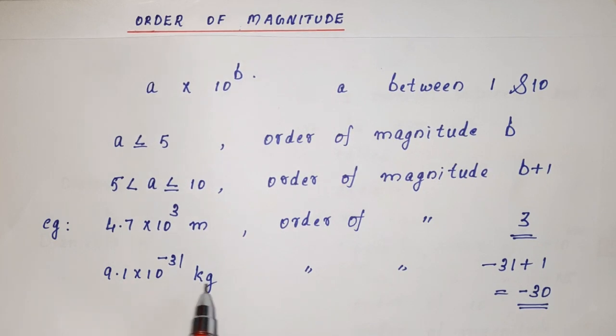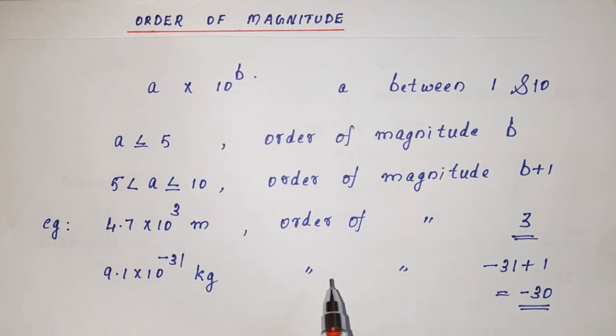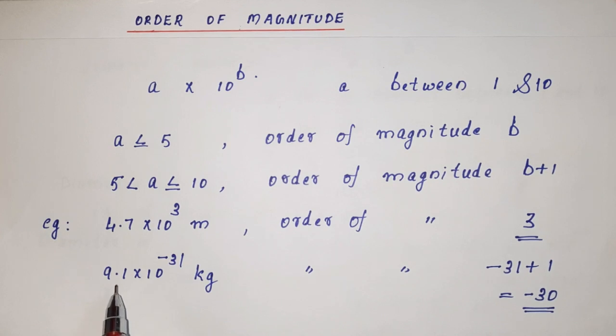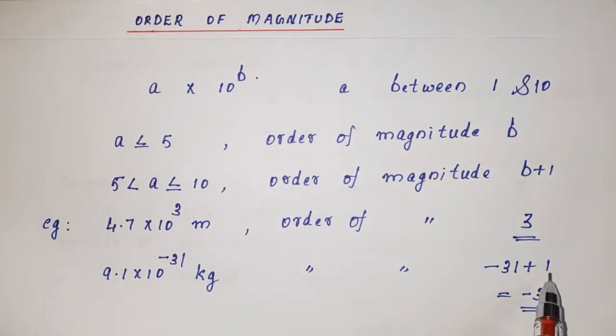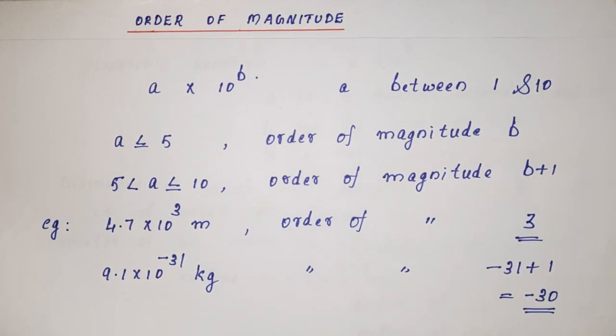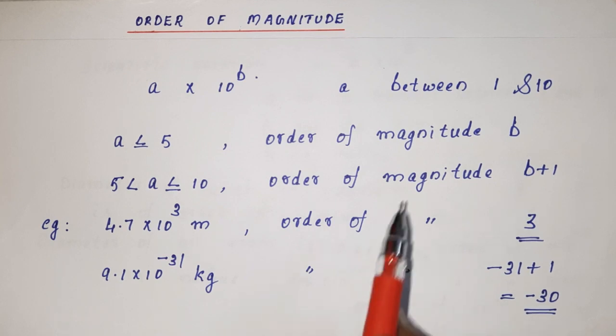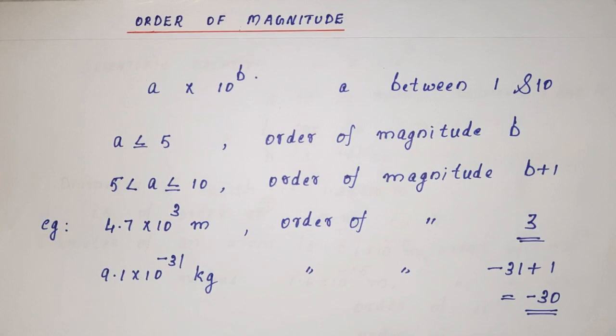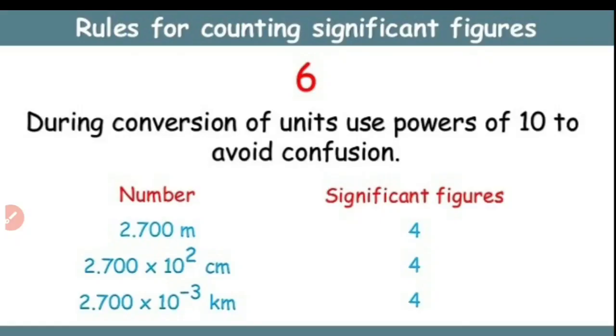9.1 into 10 raised to minus 31 kilogram. Okay, so here A is greater than 5, then it is to be raised by 1 order of magnitude. So minus 31 plus 1, so it becomes minus 30. So these 2 points we have to take care of in finding order of magnitude. So that's what we were discussing. To avoid confusion, when you convert the system of units, use powers of 10.